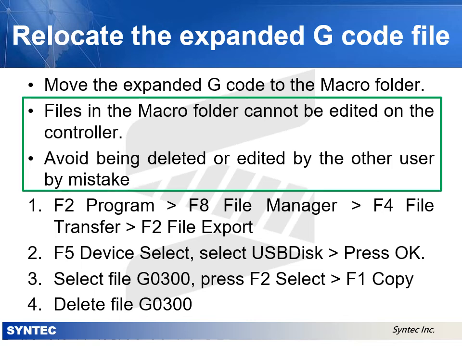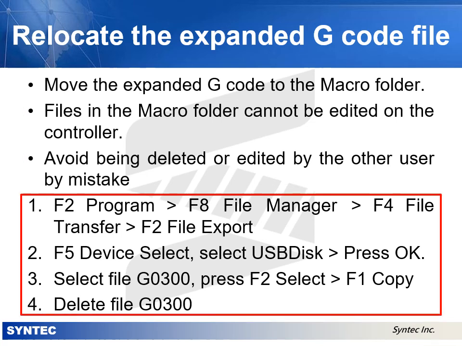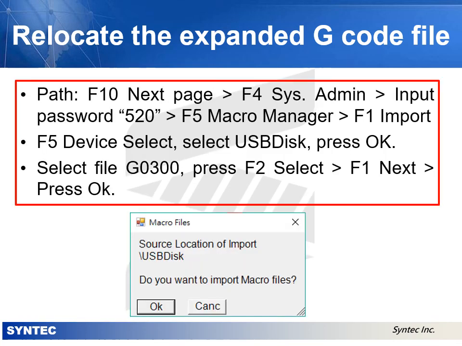Files in the macro folder cannot be edited on the controller. This avoids them being deleted or edited by other users by mistake in the original NC file folder. Following the steps can copy the file to a USB flash disk and delete the original file G0300. Follow these steps to import the expanded G-code file into your macro folder.